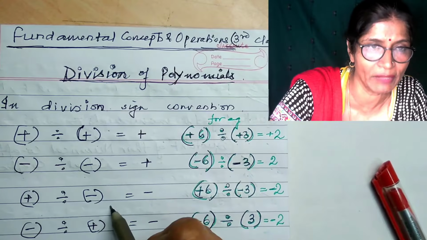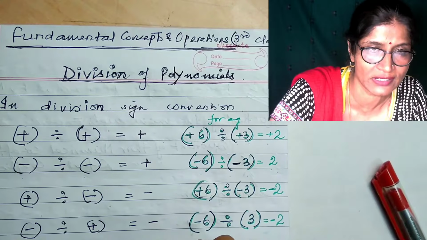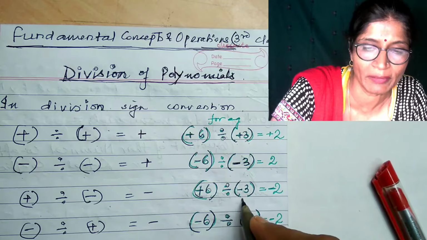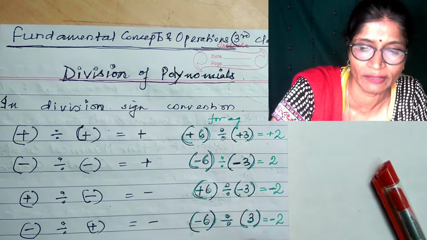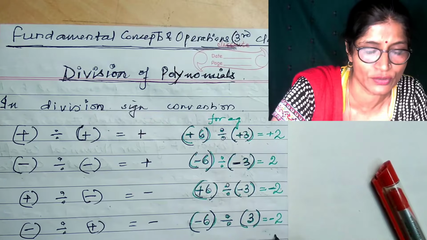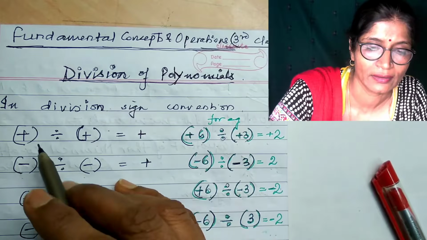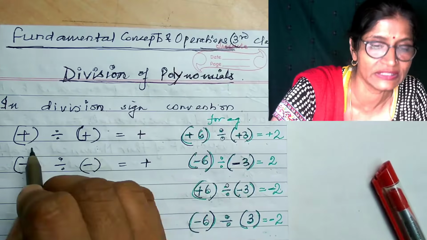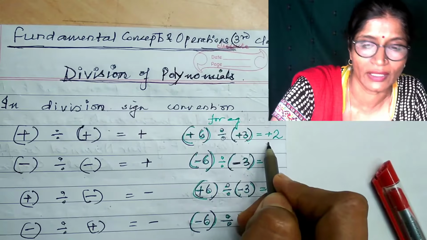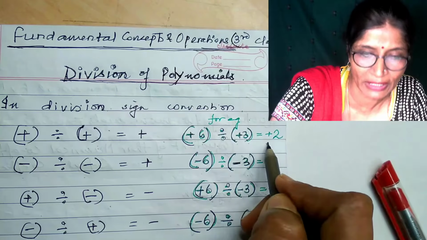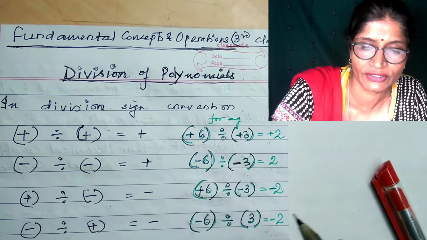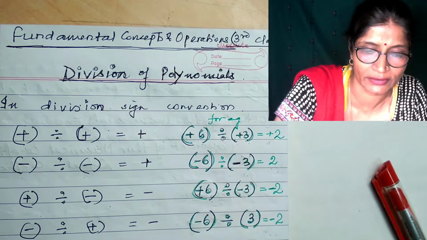Then plus divided by minus or minus divided by plus means opposite signs, then it will be minus. Like 6 divided by minus 3 or minus 6 divided by 3. In both cases it will be minus 2. It means when like signs, the same signs, are divided, your answer will be plus, and when opposite signs are there in case of division, then it will be minus.